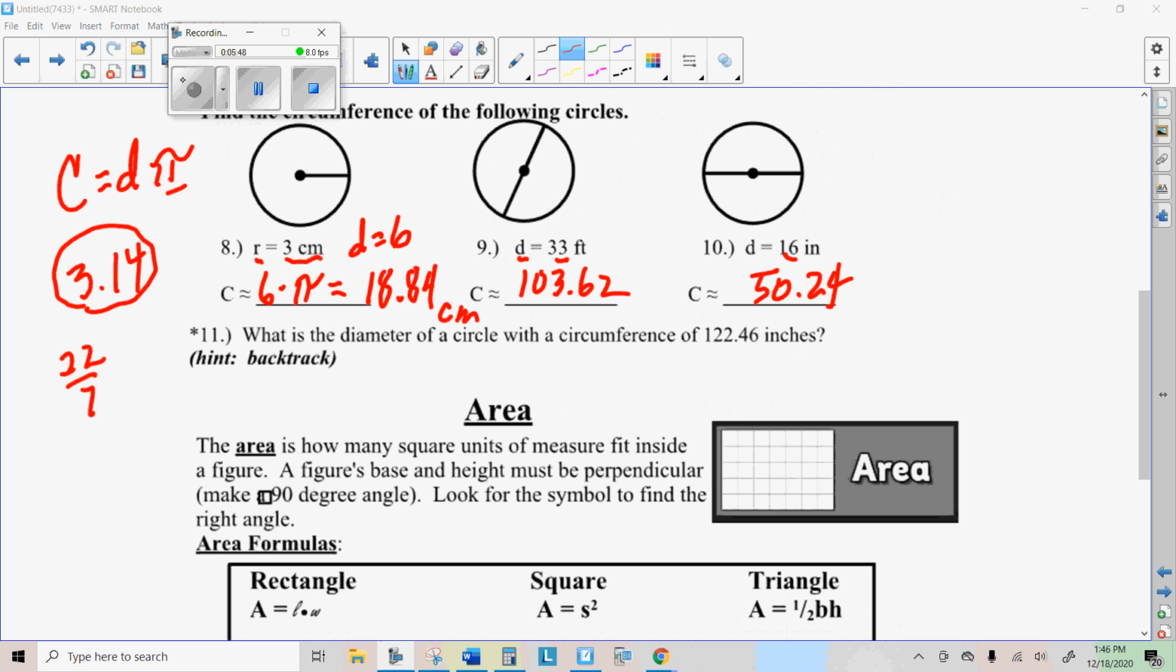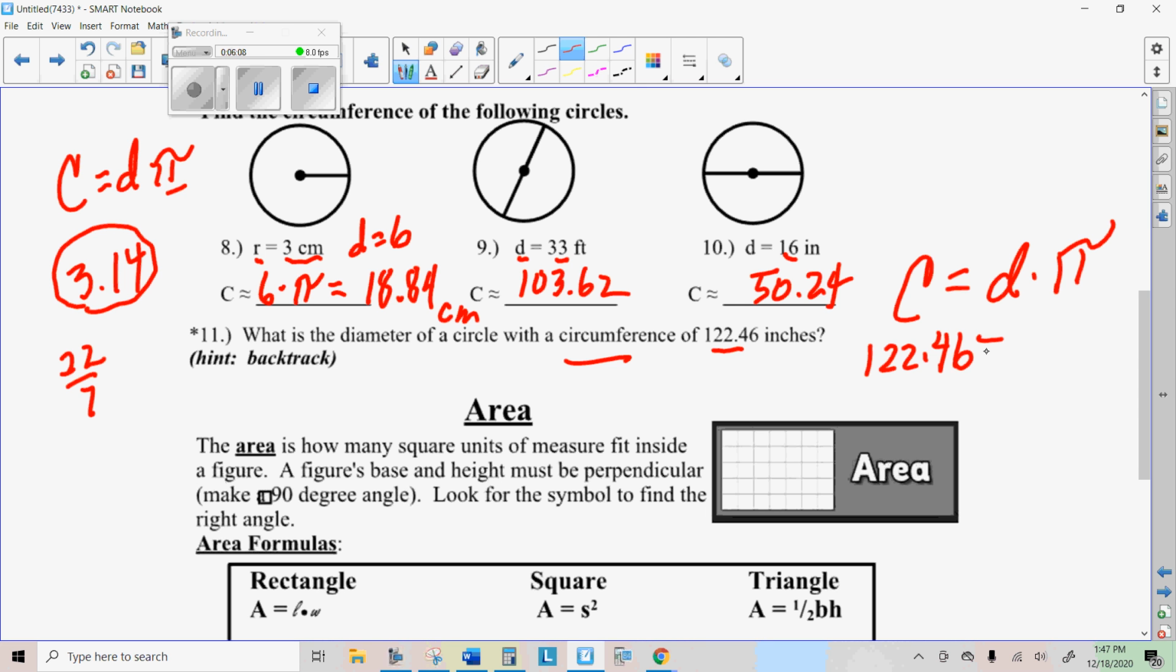This next question says, what is the diameter of a circle with a circumference of 122? So we are given the circumference. I'm just going to write this down. Circumference equals diameter times pi. We know that. And I'm given the circumference.